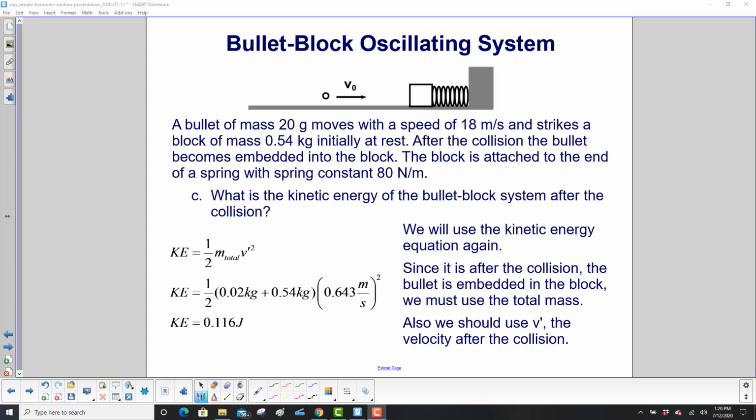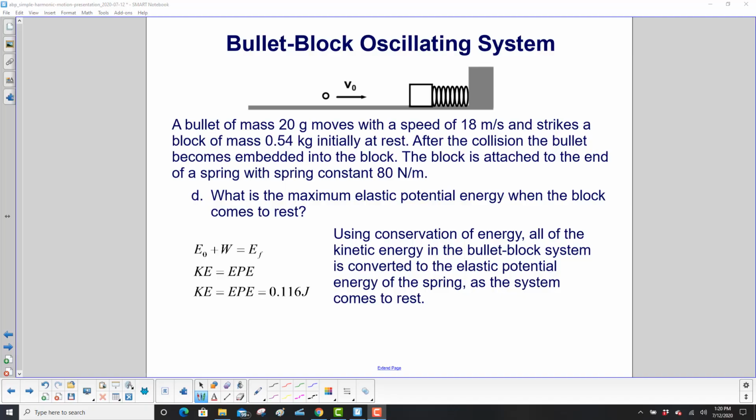What is the kinetic energy of the bullet block system after the collision? It's going to be the total mass of the bullet and the block times the velocity of the bullet block system right after the collision that we found on the previous slide. So here's our two masses. Here's our velocity. Make sure you square it. And then we come up with a kinetic energy of 0.116 joules.